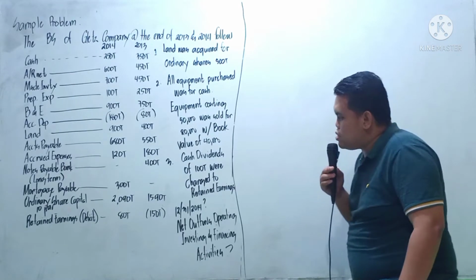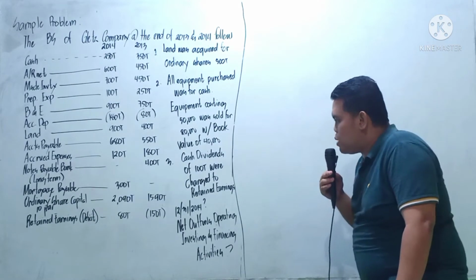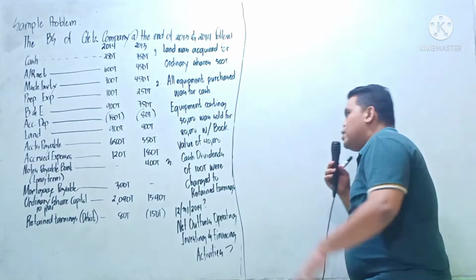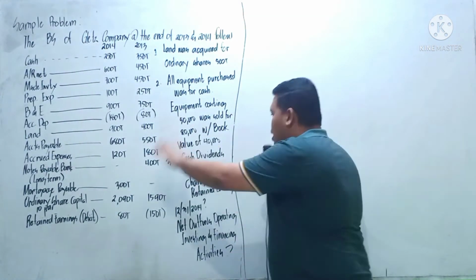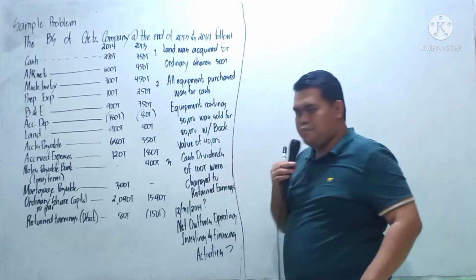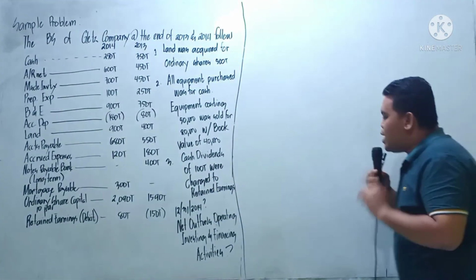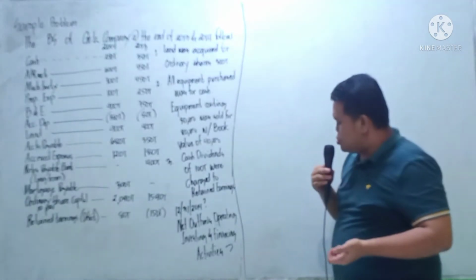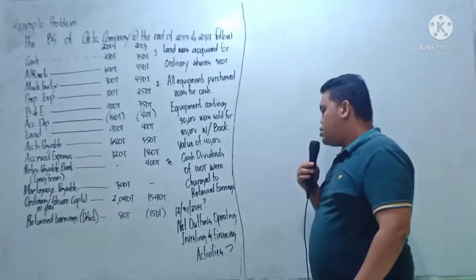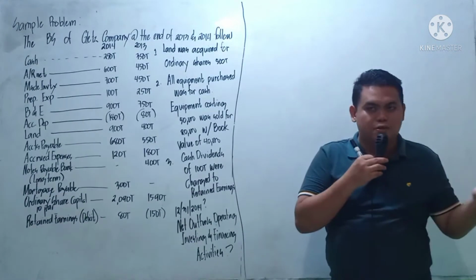Now, the third one is the cash dividends. We distributed cash dividends to the shareholders, how much? 100,000. So, that is the overall problem: the beginning and ending balances and these 3 items. Then the question is, how much are the net outflows or net inflows in the operating, investing, and financing activities.